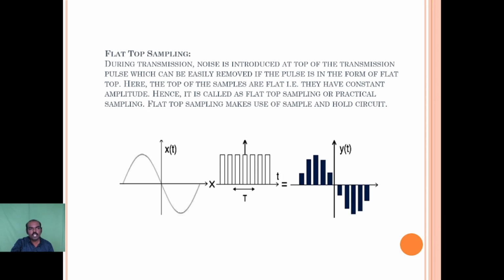This y of t is the flat top sampled signal. It has a constant amplitude in every pulse, so noise will not be able to affect every pulse. So we can easily filter the y of t.